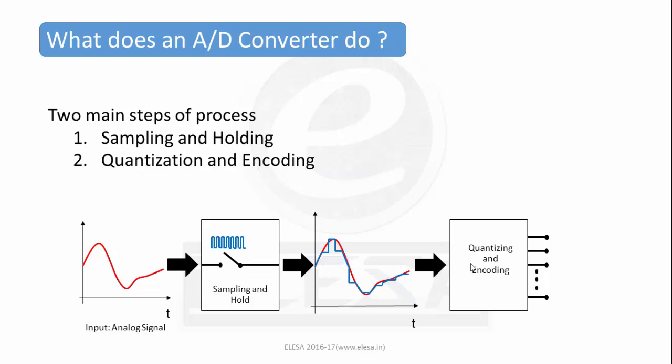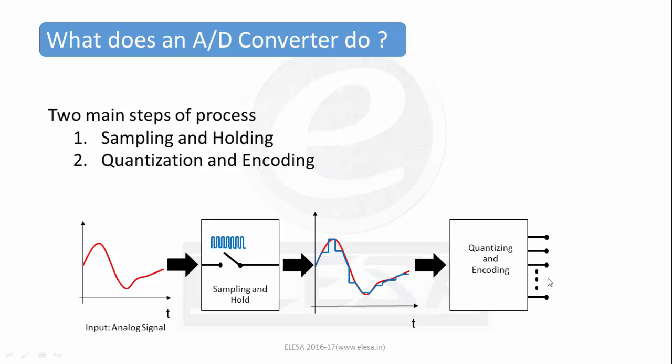Next, what does an A to D converter actually do? The two main steps of the process are, first, sampling, and second, quantization and encoding. Sampling means measuring the analog signal at uniform time intervals, that means taking samples of the analog signal. And the rate of sampling is twice as fast as what we are sampling, meaning the sampling frequency is twice the frequency of the original analog signal. At the output of sampling we get these waveforms, meaning we are taking samples of the input signal.